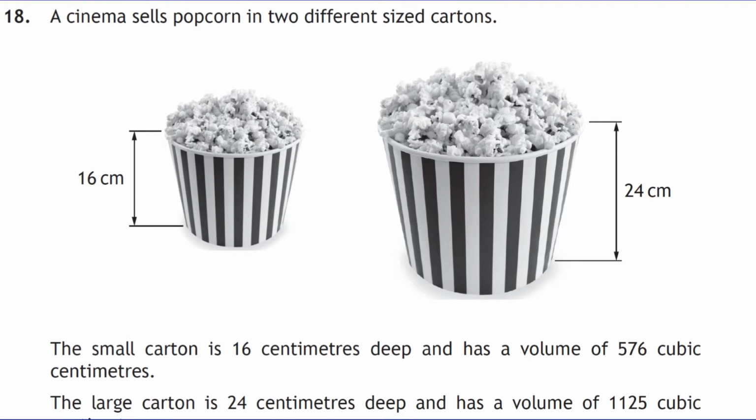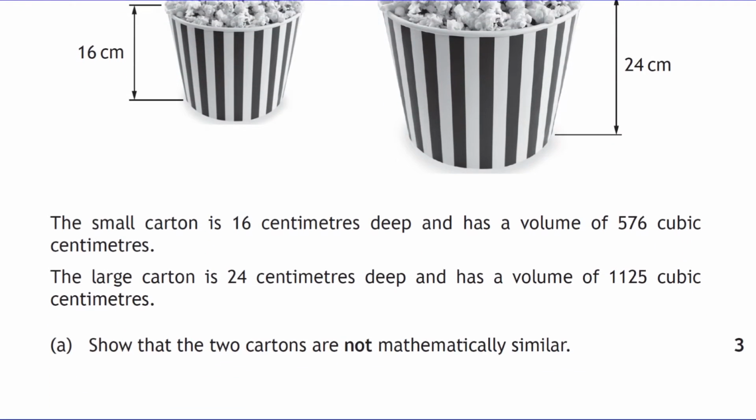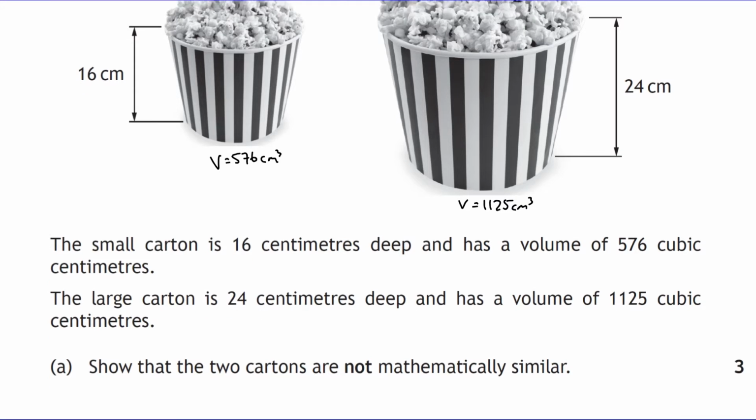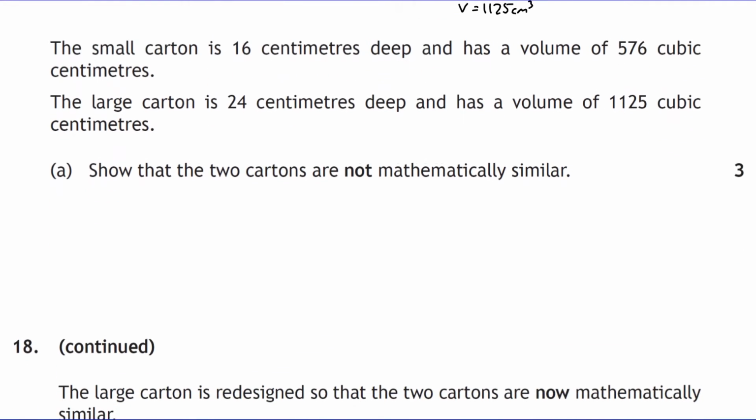Okay, question 18. We've got a cinema that sells popcorn in two different cartons, so it's looking like a similar shape type question. The small carton has a volume of 576, so V equals 576. The large carton has a volume of 1125. They're both cubic centimeters. Let's put the units in just for accuracy. And show that the two cartons are not mathematically similar.